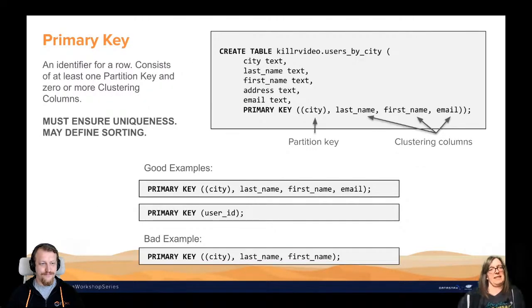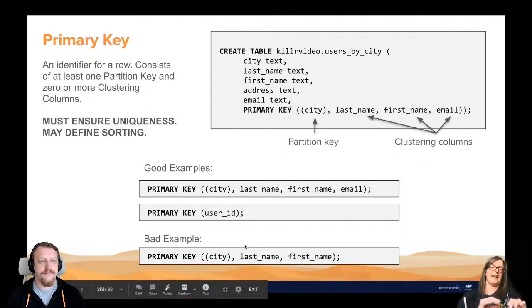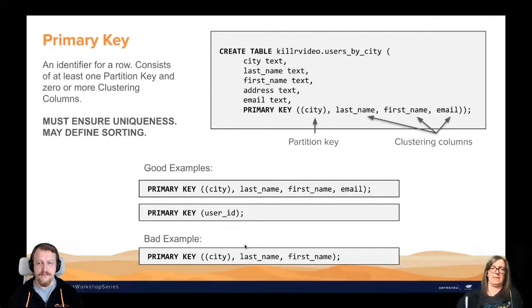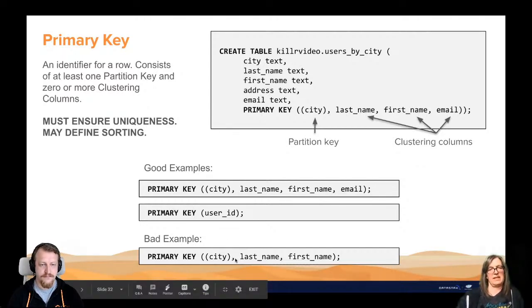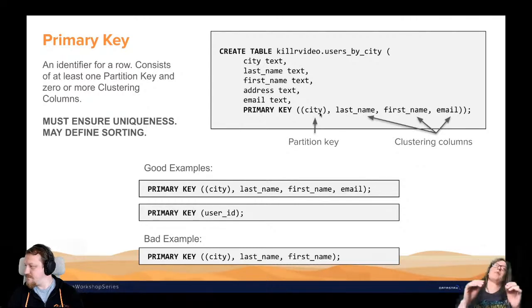So the primary key ensures the uniqueness. It's the identifier for a row, right? As I said, it needs to have at least one partition key. It always has only one partition key, but you can compose it out of several columns, which would make a composite key. And then you can have additional columns in there and they will help you with ordering and sorting.